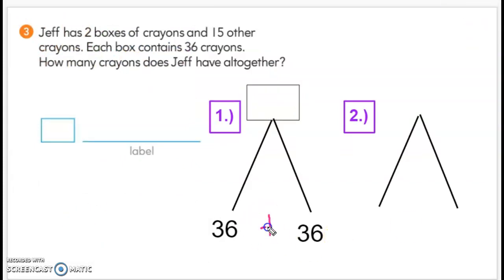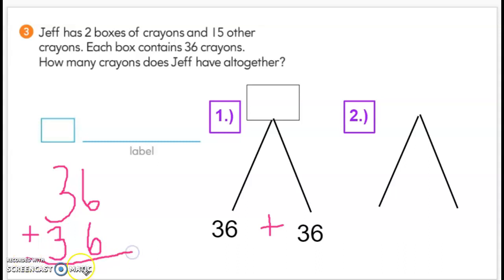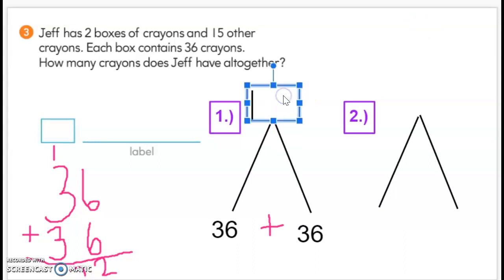Now we know we can add 36 plus 36 to get our total. So on the side, let's write 36 plus 36. We're going to start in the ones cup here. 6 plus 6, 6, 7, 8, 9, 10, 11, 12. Carry the 1. Drop the 2. 3, 4, 5, 6, 7. So there were 72 total crayons in those 2 boxes.